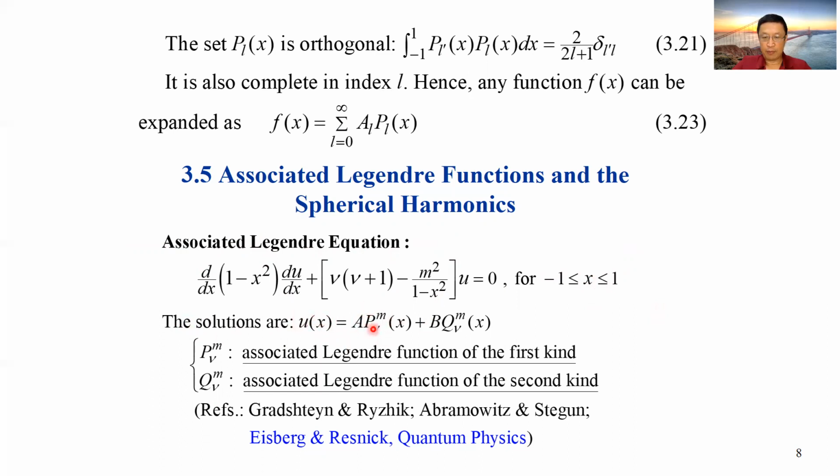u(x) = A P_L^μ + B Q_L^μ. That's called the associated Legendre function of the first kind, and the associated Legendre function of the second kind. Remember, when M equals 0, it's the Legendre function of the first kind and the Legendre function of the second kind. But M is not 0, so we have the associated functions. And the A coefficient and B coefficient are to be determined. μ will be determined from the boundary conditions.